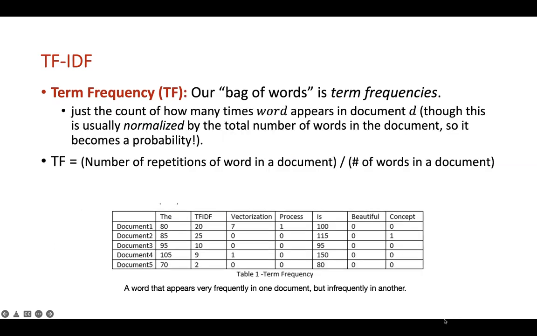We've already learned how to compute term frequency. That's our bag of words. Just count how many times a word appears in a document, and then we normalize it by the total number of words in a document. So we can say that TF is equal to the number of repetitions of a word in a document over the number of words in a document.